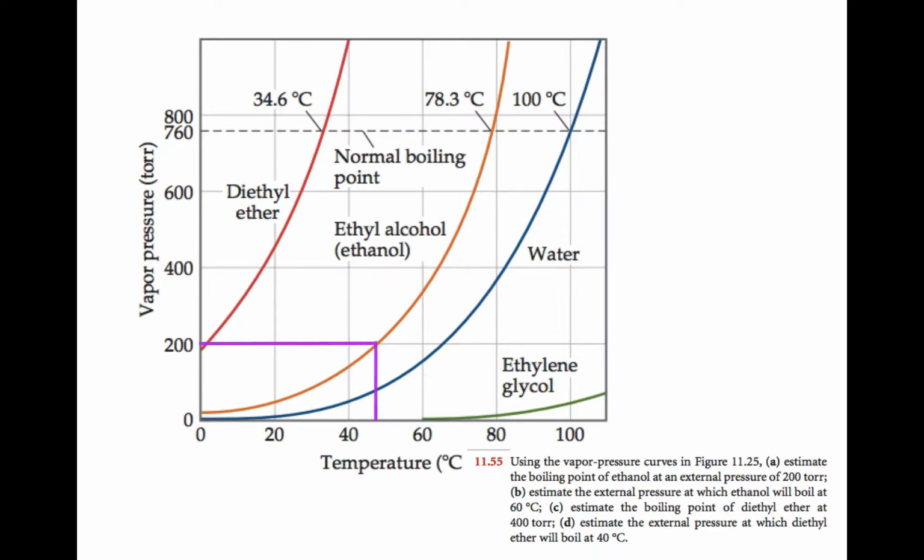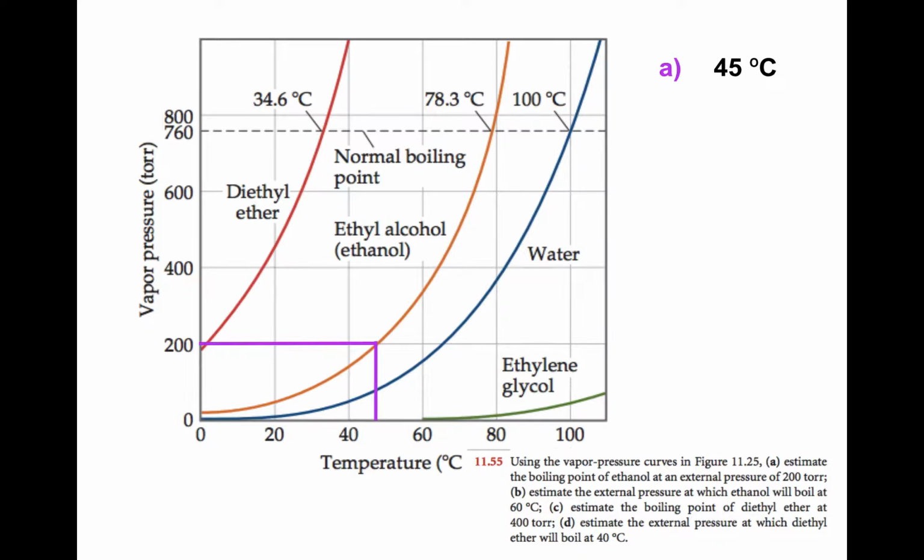So at 200 torr, I hit the line for ethanol at about, I don't know, what do you think that is? About 45 degrees Celsius. Yeah, that's what I think. So at about 45 degrees Celsius, the vapor pressure of ethanol is 200 torr.